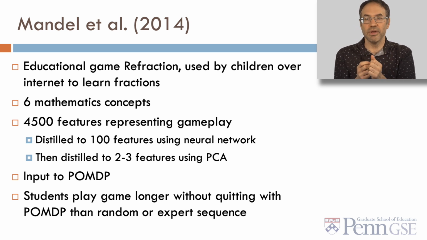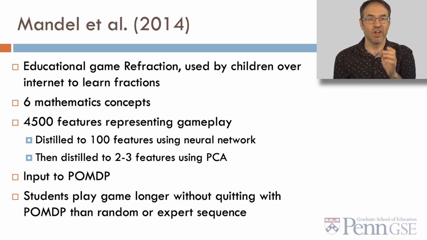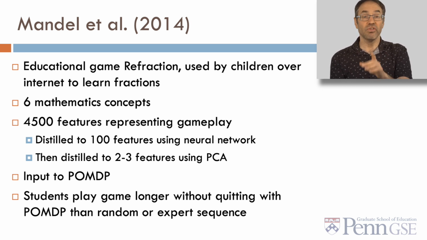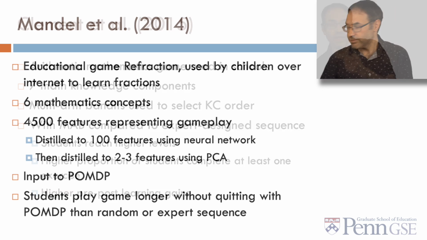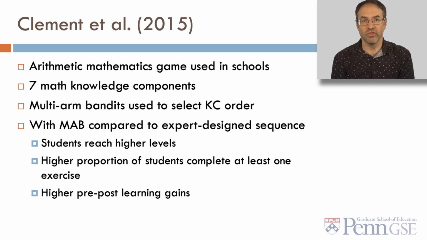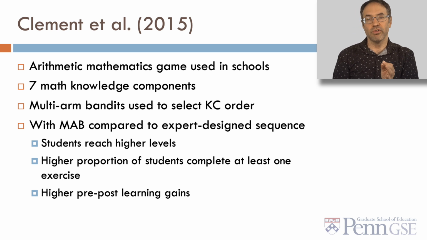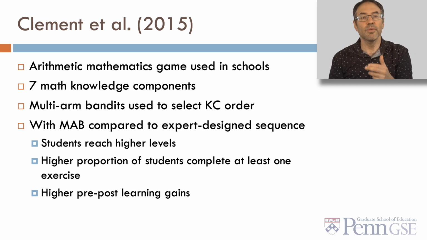They input it to POMDP, and they found that students played the game longer without quitting when the game's behavior was governed by POMDP than by a random sequence or an expert selected sequence. So this was definitely quite a success for reinforcement learning. In another example, Clement and colleagues looked at an arithmetic mathematics game used in schools. They had 7 math knowledge components, and they used multi-arm bandits to select the knowledge component order the student be presented with. Using that multi-arm bandit compared to an expert design sequence, students reached higher levels, they were more likely to complete at least one exercise, and they had higher pre-post learning gains.